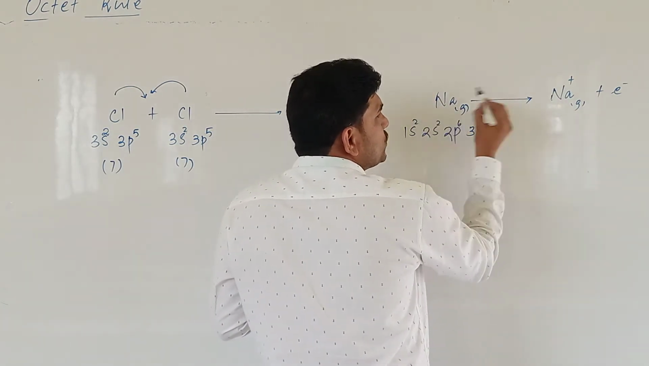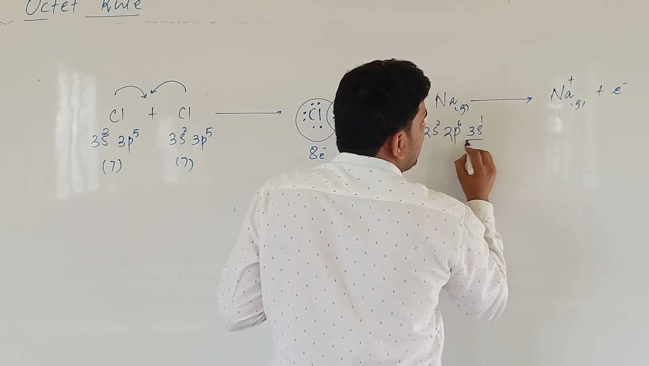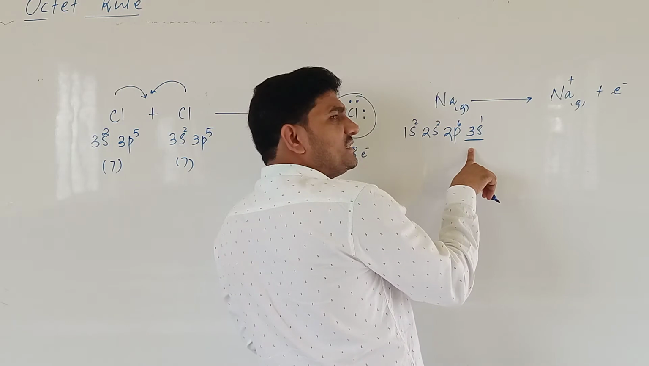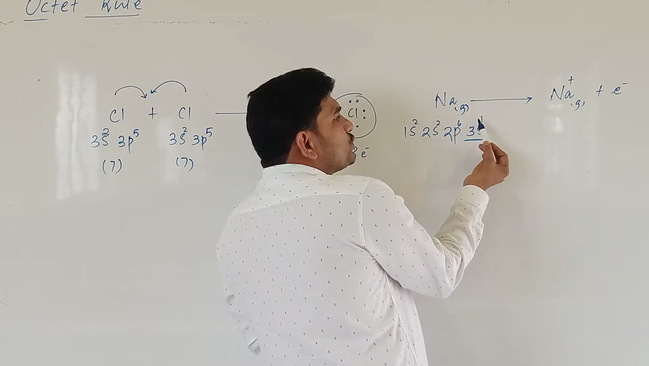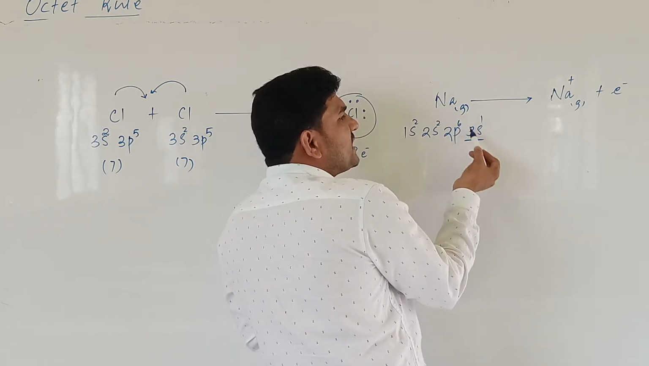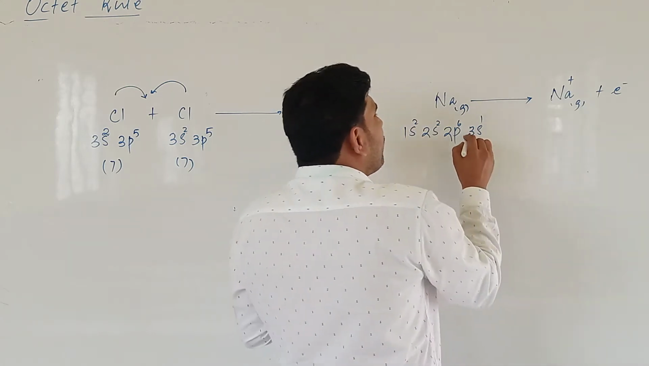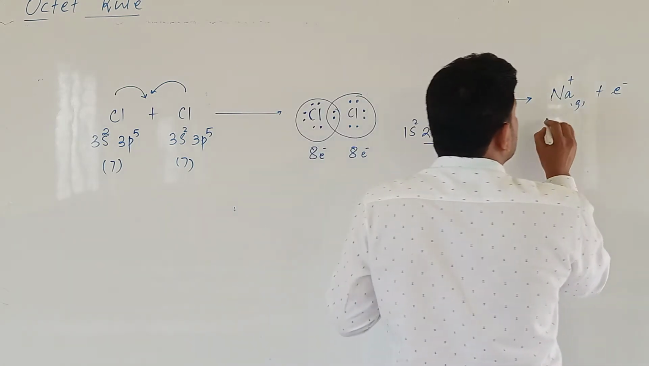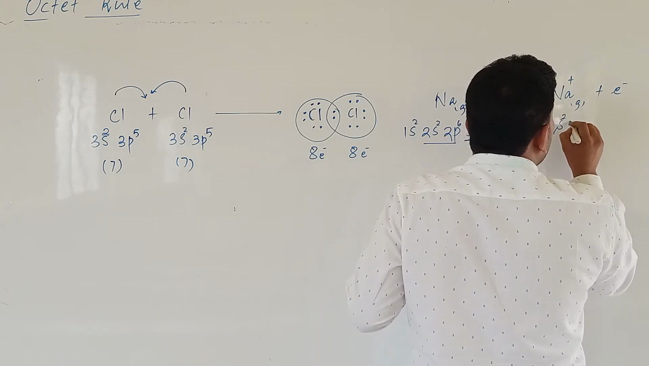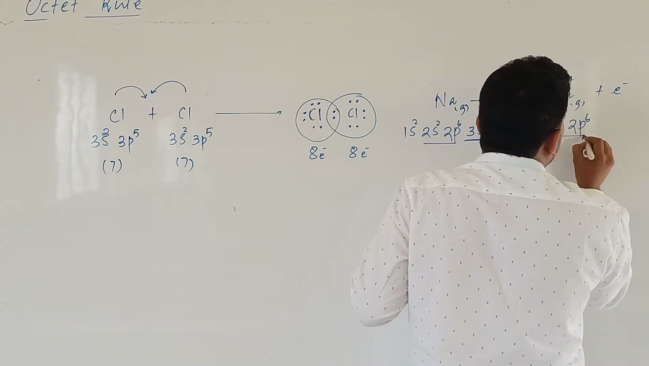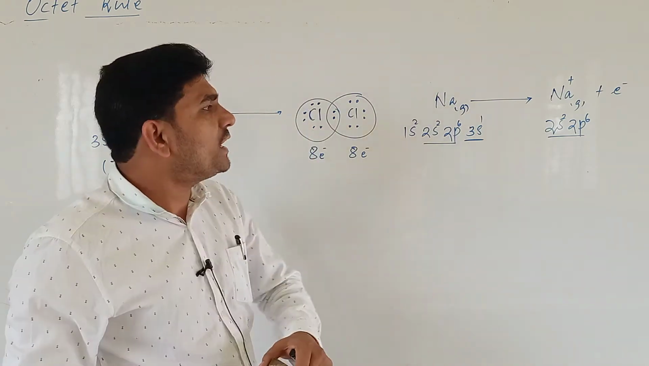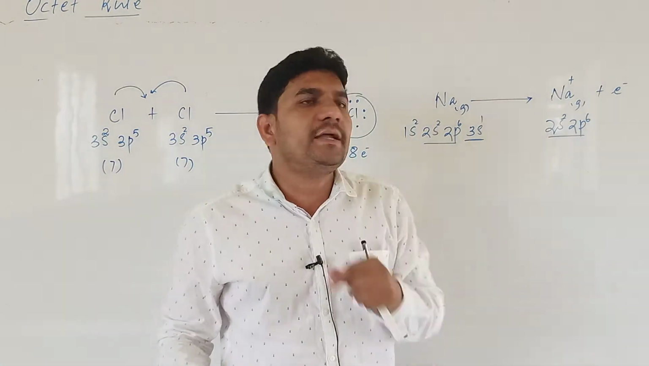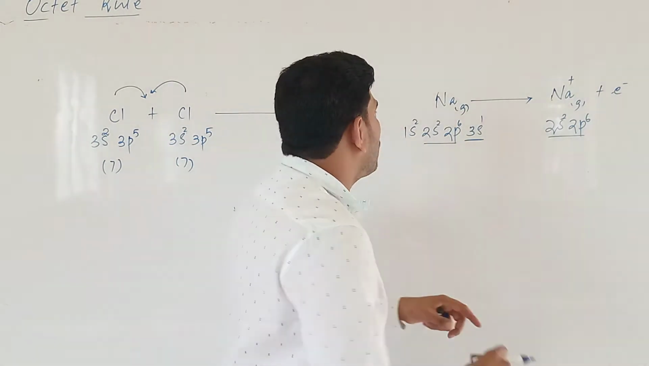But when it becomes sodium cation, it loses which electron? The electron present in 3s. Earlier 3s1 is the outermost. Now when sodium loses this electron, this shell disappears. When this shell disappears, outermost becomes 2s2, 2p6. Means by the loss of one electron, sodium becomes sodium cation. In doing so, it attains octet configuration, means 8 electron configuration.